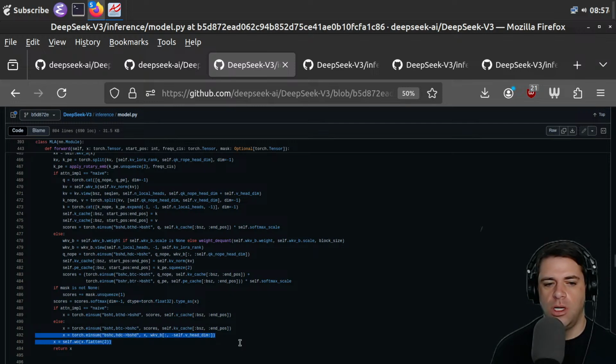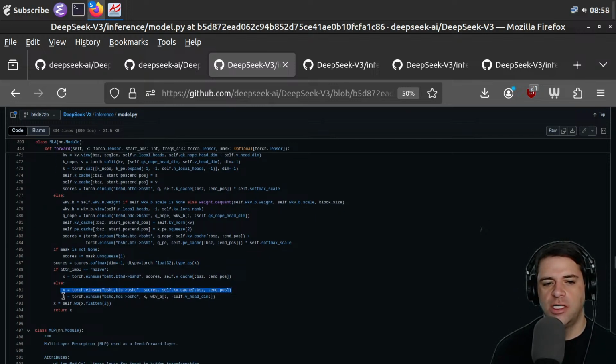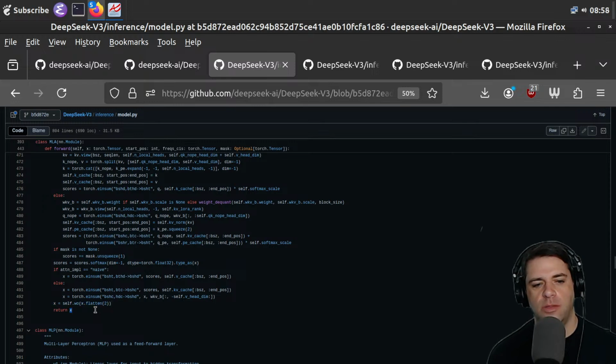And then we take x, and it's the result of this. Okay, so this is done in two steps. So x is being reassigned here on each line. So we're doing something with the scores in the KV cache, and then we do something with the x we got from that computation, applying the WKV sub B matrix. And then we apply the WO transformation after flattening that output. And that's what we return.